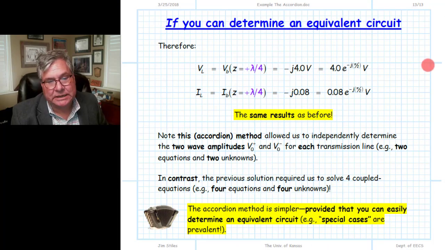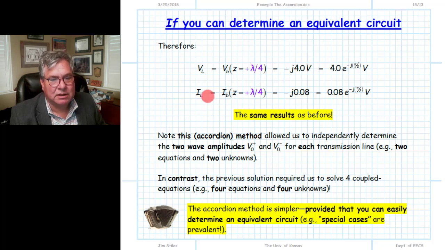The last step is pretty straightforward and hopefully self-evident. We want to find the load voltage and load current, and by KVL and KCL, the load voltage is equal to that voltage at the end of the second line, which we know is minus j4. The load current is equal to the current at the end of the second transmission line, which we know is minus j0.08, and therefore by KVL and KCL we get our result for load voltage and current. And these are, again, exactly the same results as we got earlier, where we used boundary conditions exclusively.